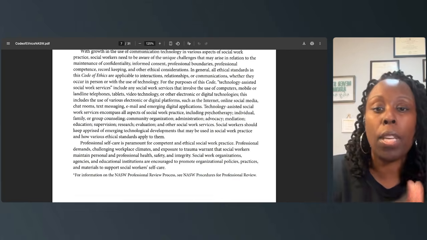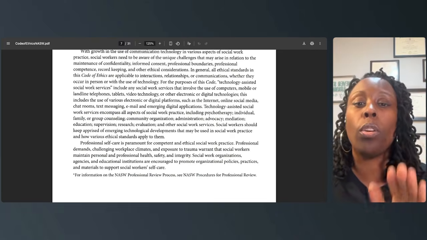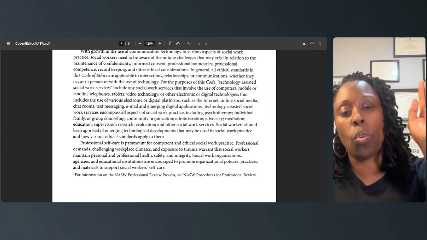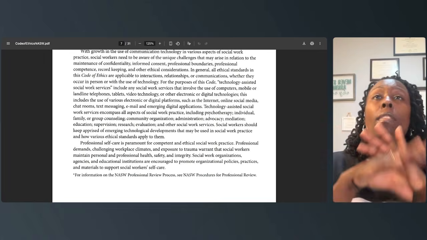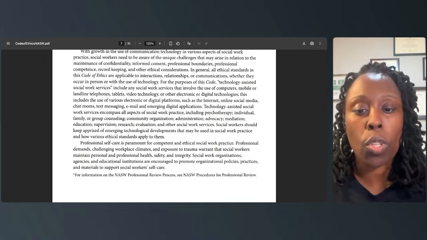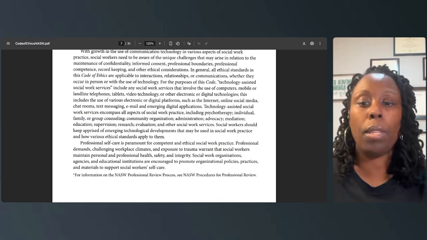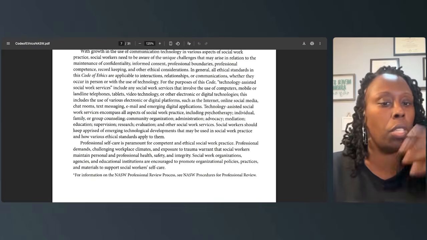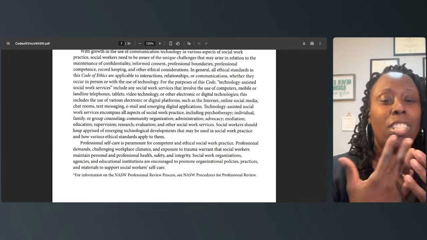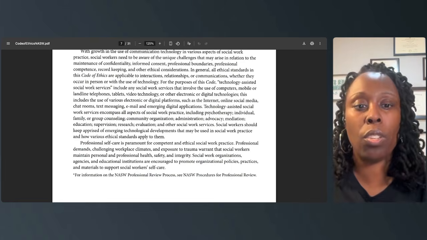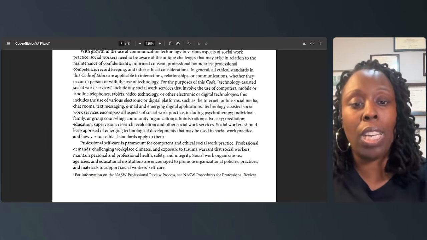Tablets, video technology, or other electronic or digital technology. This includes the use of various electronic or digital platforms, such as the internet, online social media, chat rooms, text messaging, email, emerging digital applications. Things are changing and evolving all the time. Technology-assisted social work services encompass all aspects of social work practice, including psychotherapy, individual, family, group counseling, community organization, administration, advocacy, mediation, education, supervision, research, evaluation. All of these social work services can be done with technology-assisted techniques, and we must adhere to the code even in those aspects.